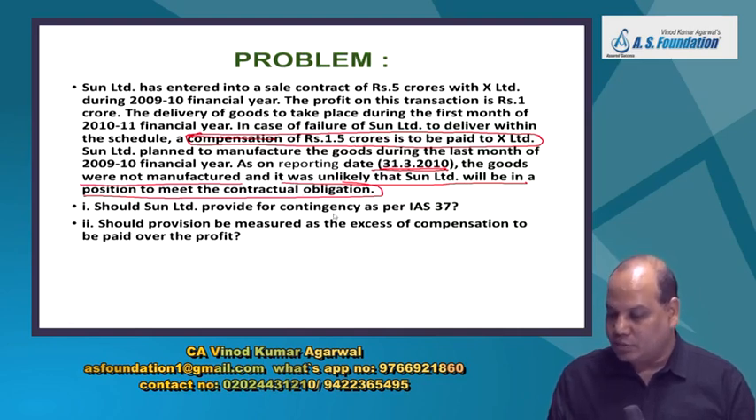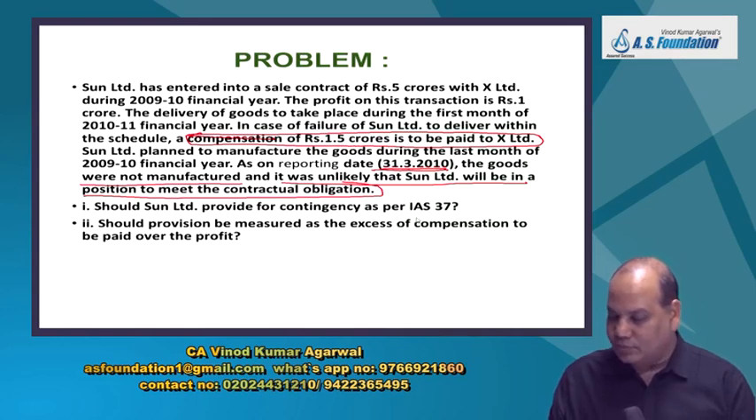Is there any present obligation? Yes, because the company says we will not be able to meet the contractual obligation. The contract says if you can't deliver within the schedule, a compensation of 1.5 crore will have to be paid. There is a past event. What is the past obligating event? Contract. Entering into a contract. Can we make a reliable estimate in this example? Yes, 1.5 crore. Outflow of resources, 1.5 crore.